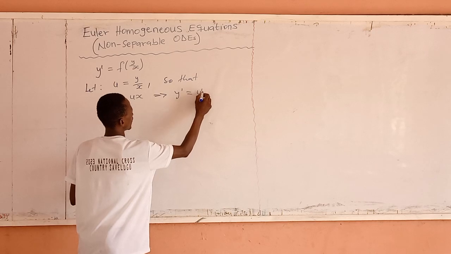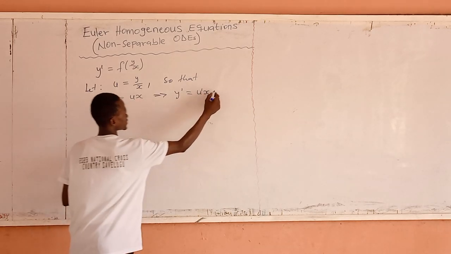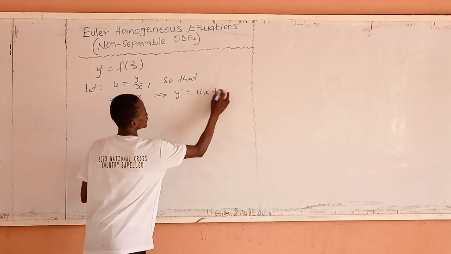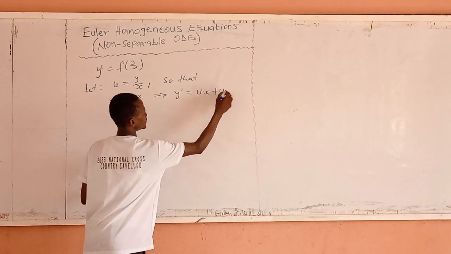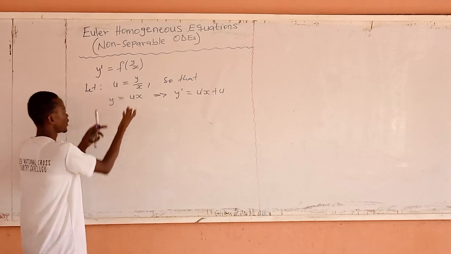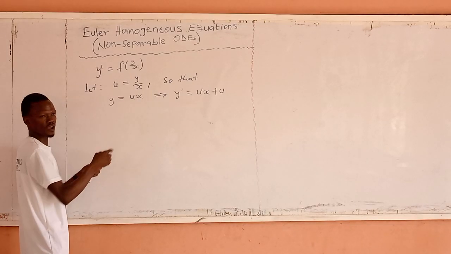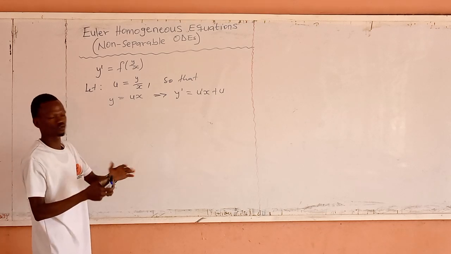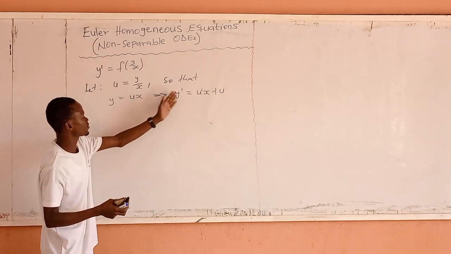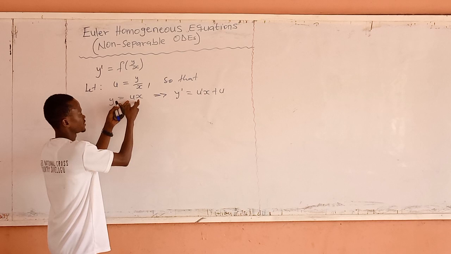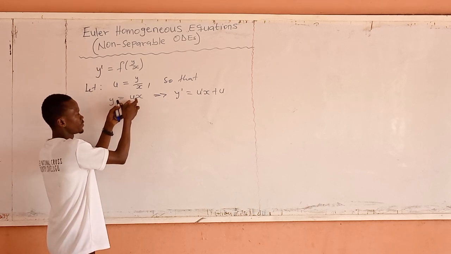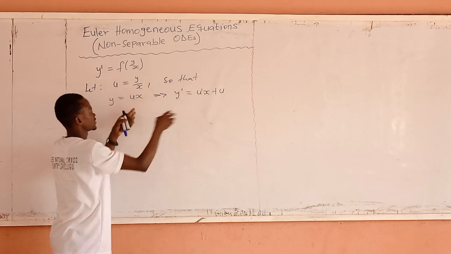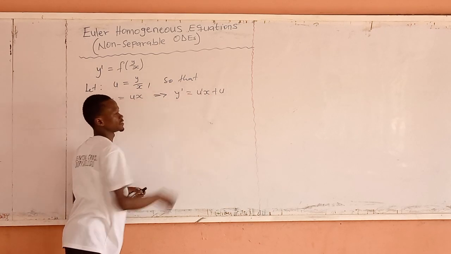Differentiating u and maintaining x, plus maintaining u and then differentiating x. Here we have applied the product rule. We have a function u multiplied by another function x. So by the product rule, we are going to have y prime equal to what? We first differentiate u and maintain x, then we add it to the second, maintaining u and differentiating x.